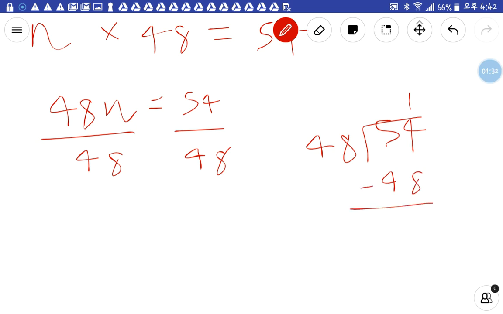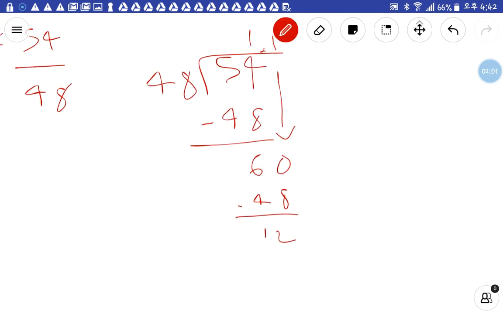It's going to be 1 time. And then my remainder would be 6. And keep going. Bring 0 down. Put a decimal point. And then bring 0 down to make a 60. How many 48 can go into 60? 1 time, 48. And my remainder is 12.